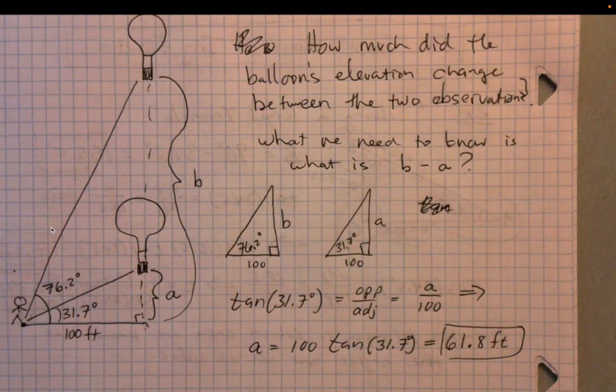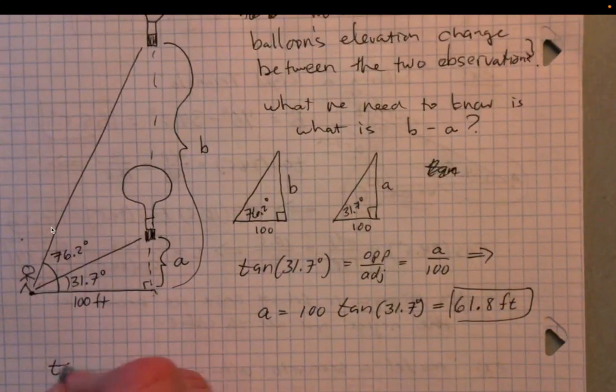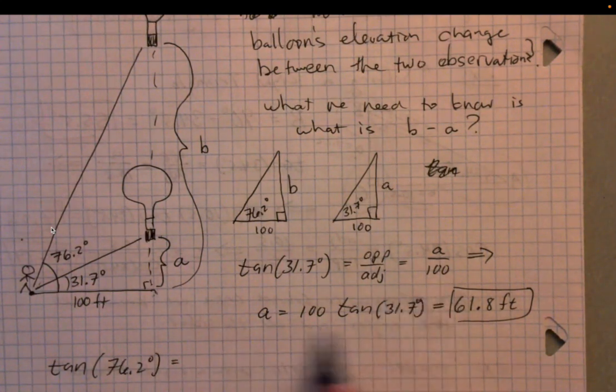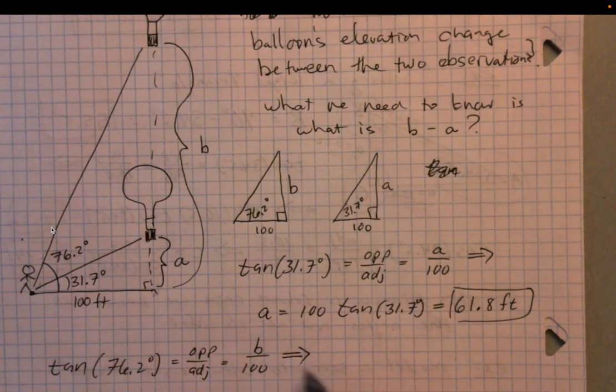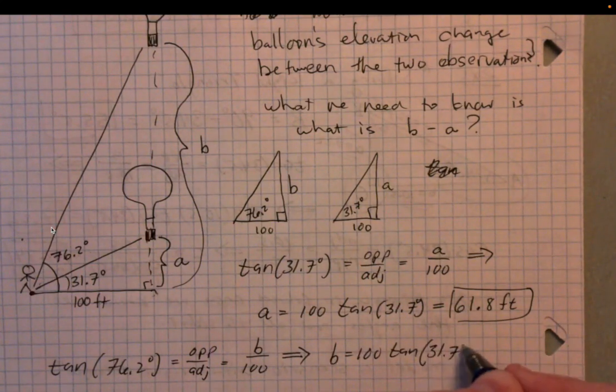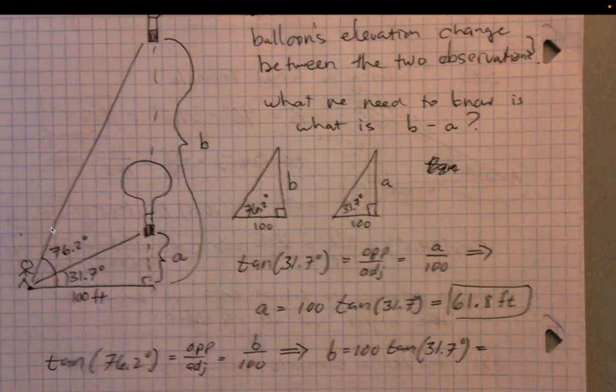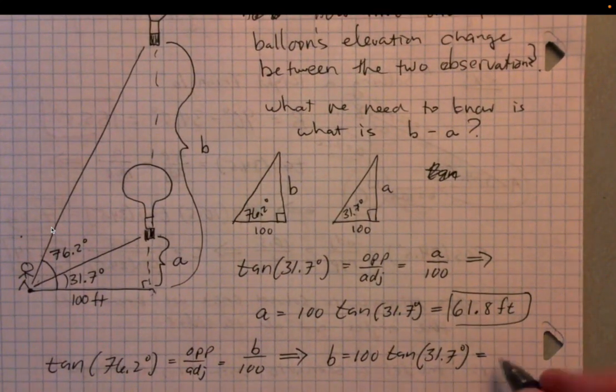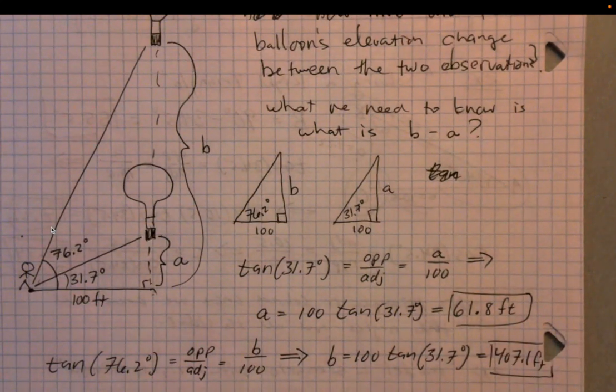Well, it's really the same calculation with just different numbers, isn't it? So the tangent of 76.2 degrees is equal to, again, opposite over adjacent, which in this case is B over 100. And so B is equal to 100 times the tangent of 31.7 degrees. Okay, and that calculation will result in 407.1 feet. Right, so obviously the balloon has climbed a lot in that interval of time.